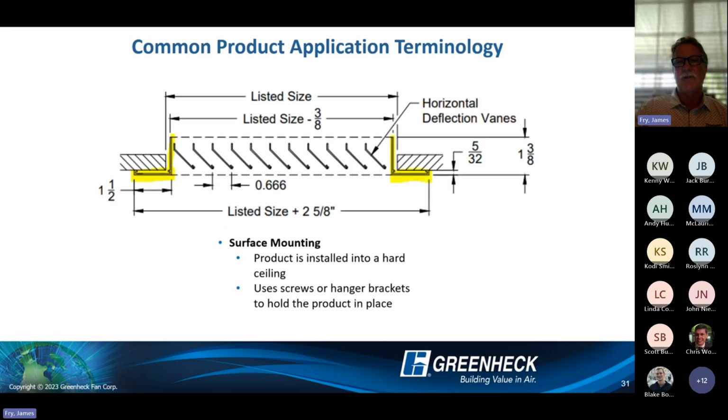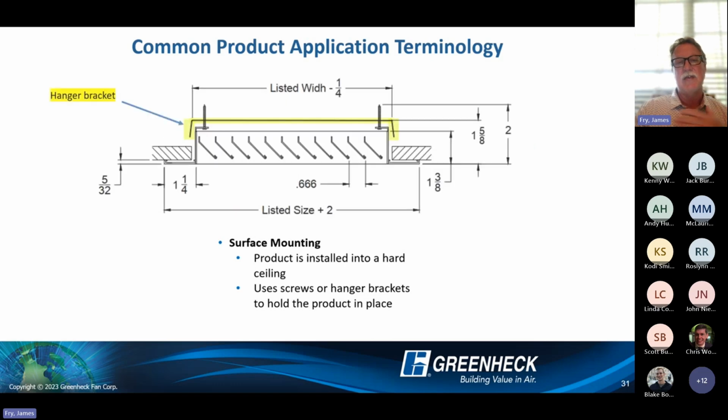Surface mounting: your next size will be the full dimension of the duct that you require, and you can mount that to a gypsum board or drywall ceiling using face-mounted screws or hanger brackets. Here's an example of hanger brackets. This would be concealed mounting, we would call that. Not using a face-mounted screw, it's a cleaner look from the face of the diffuser.